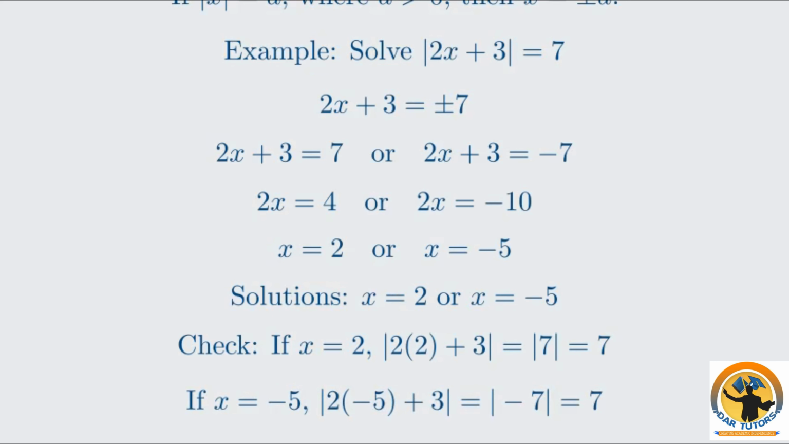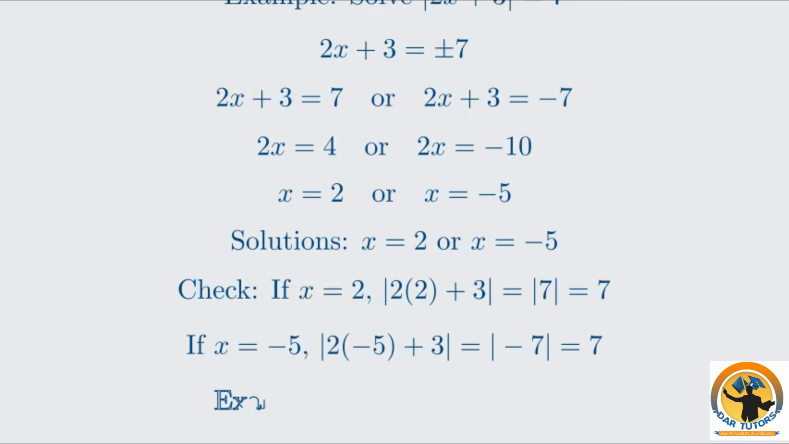If x equals 2, then |2 + 3| = 5... equals 7 equals 7. If x equals negative 5, then 2 times negative 5 plus 3 equals negative 7, so the modulus equals 7. Both are correct. Now what about an equation like the modulus of 3 minus 2x equals negative 1?